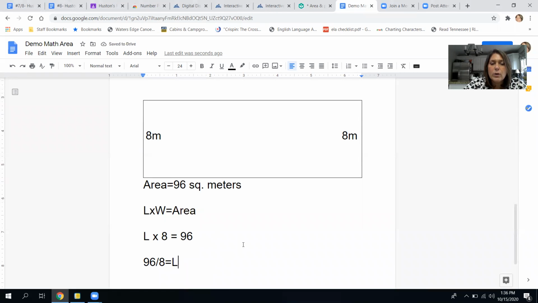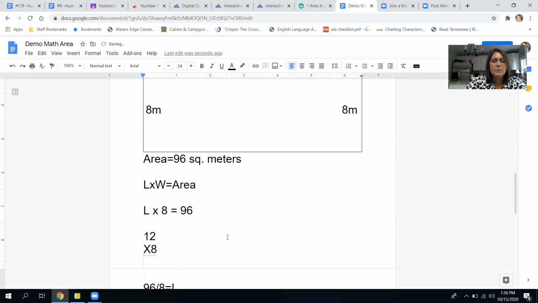Okay, an easy thing to do would be to start with 8 times 5, okay, or 8 times 10. 10 times 8 is 80. Well, that's not going to be enough. It's got to be bigger than that. Your 11s pretty quickly. 8 times 11 is 88. Well, we know that's not enough. What about 12 times 8?